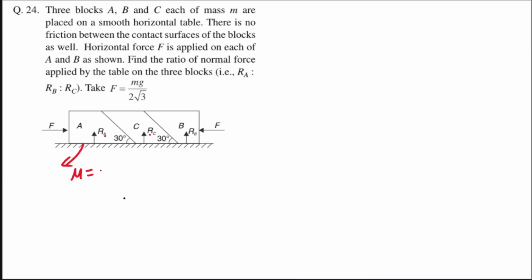There is no friction. Also, it is said that there is no friction in between the contact surfaces of A and C and B. Done है? So ये जो surface है contact का A and C का, here also there is no friction. Here also there is no friction. So there is no friction anywhere, and then directly on block A and B, two forces are acting: on A F and on B F, right? So F has a magnitude of mg by 2 root 3. Done है? We are getting asked what will be the ratio of RA, RB and RC.